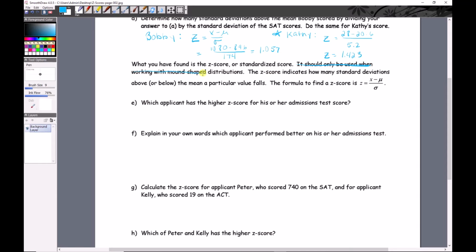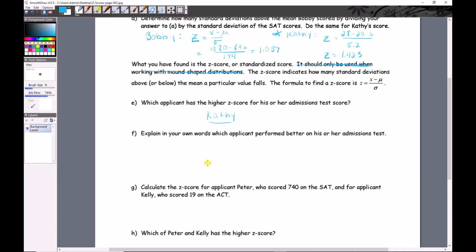And actually, these two tests, their score reports, in summary, cumulatively do exist on a bell-shaped curve. So here's your formula, and remember we can do it with samples, so that could be an X bar and an S. So which applicant had the higher? That was Kathy. She had a higher z-score. And then explain in words which applicant performed better on his or her admissions test.